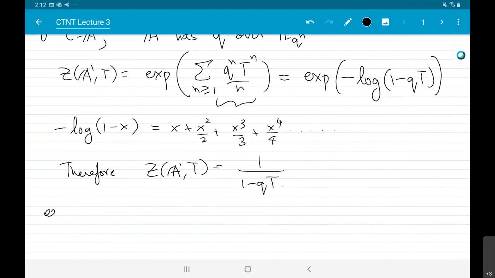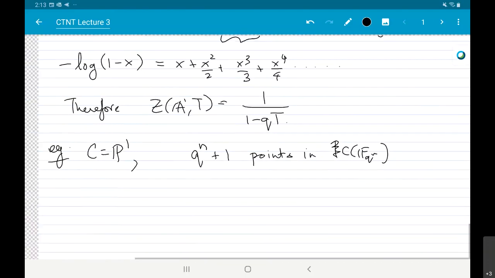Now, let's do another example. C equal to P^1. Let's take a projective curve. Over F_{q^n}, it has q^n points coming from the A^1, and then there's a point at infinity. So there's one more point. So C(F_{q^n}) has q^n plus 1 points.